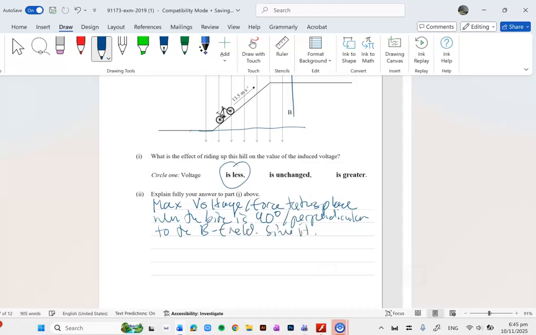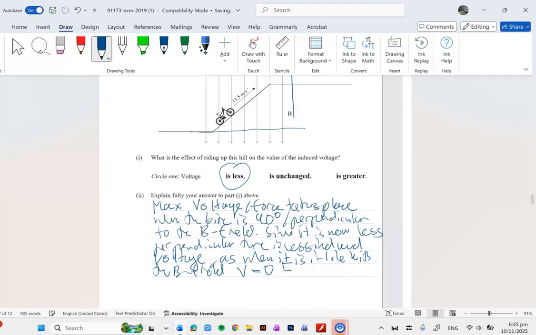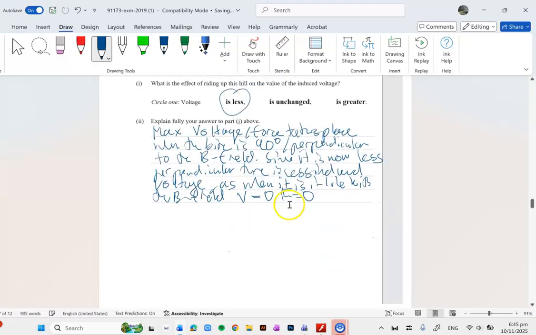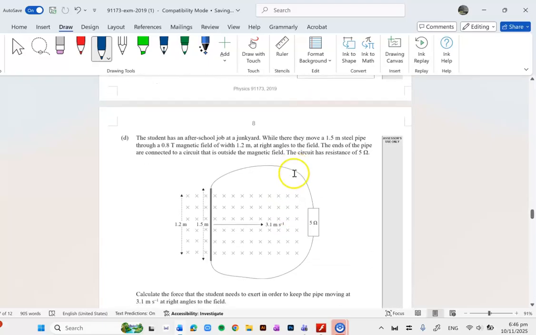Since it is now less perpendicular, there is less induced voltage, as when it is in line with the B field, voltage equals 0, force equals 0. Okay, 4 minutes to go. Is this the last question? Oh, wow, sweet, I've done really well.